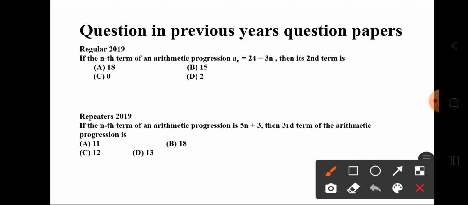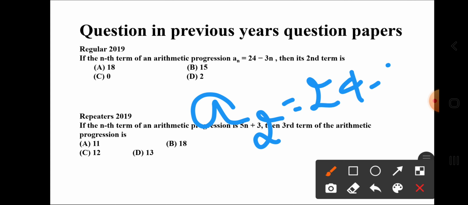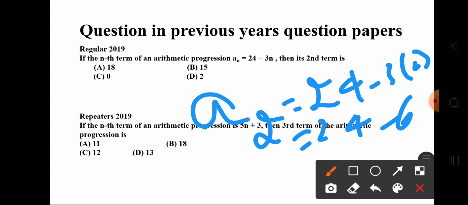The first question was asked in the regular paper in 2019. The question is: if the nth term of an arithmetic progression is an is equal to 24 minus 3n, then find its second term. Here, in place of n, just replace it by 2. So what you get, a2 is equal to 24 minus 3 into 2. 3 into 2 is 6, 24 minus 6, you get 18. So option A is the answer for the first question.